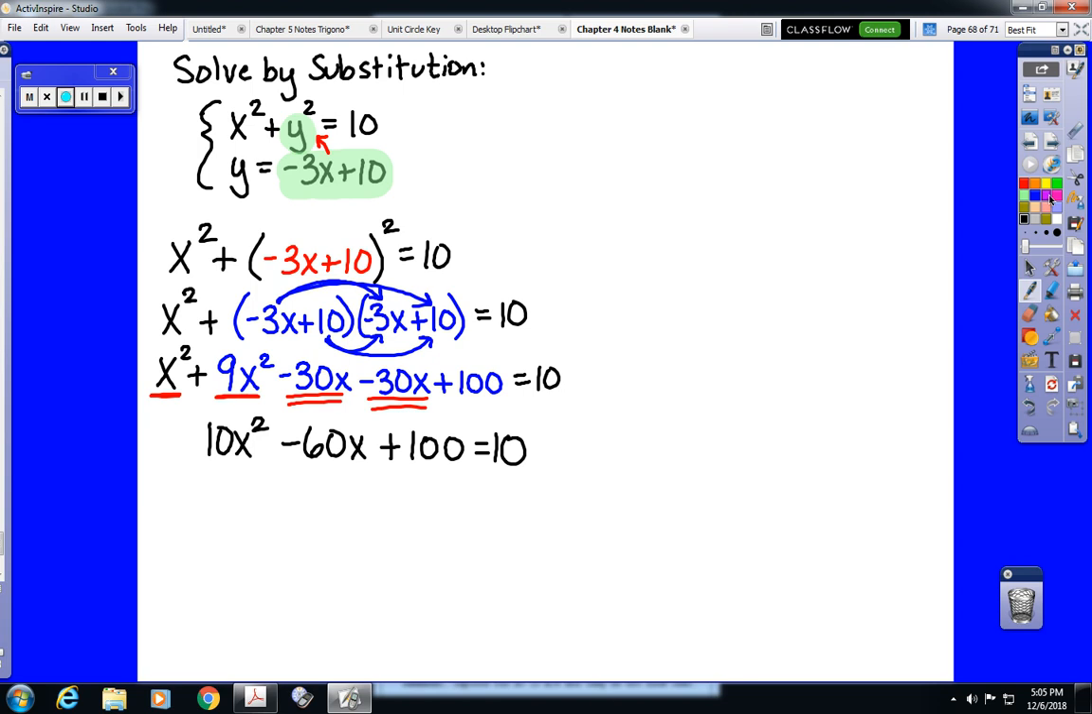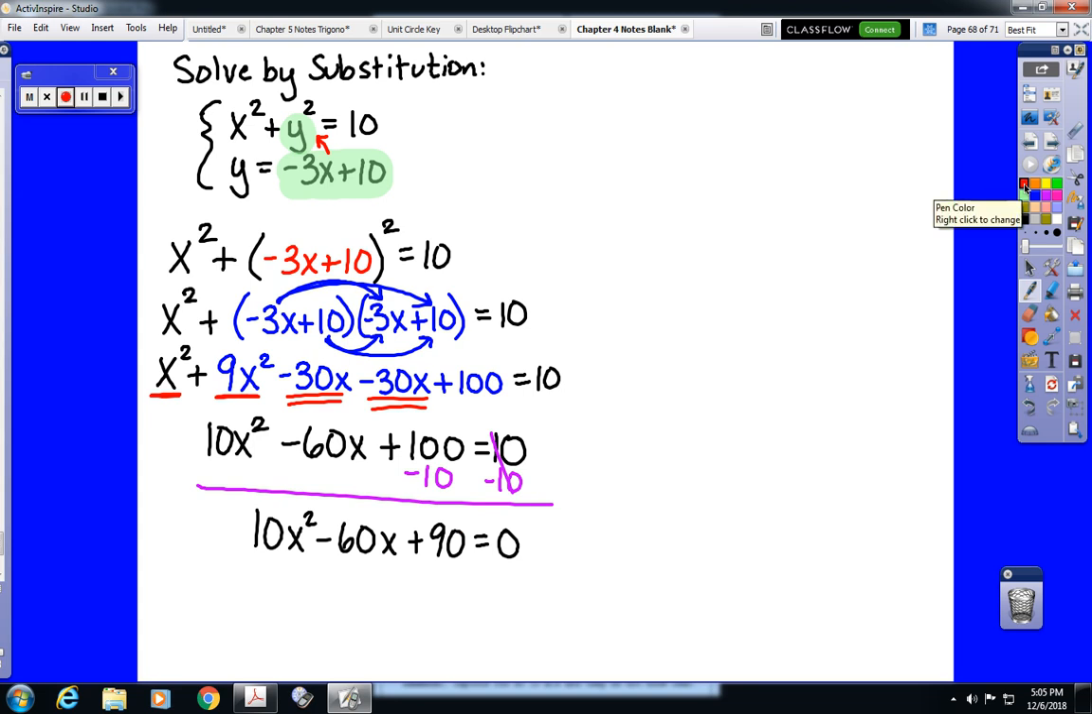Now this is a quadratic equation, so we need it to equal 0 before we can really do much solving. That means we need to subtract 10 from each side of the equation. When we do that, we are now looking at 10x squared minus 60x plus 90 equals 0. Now we can make this quadratic go significantly better if we realize that everything there has a common factor of 10, including 0. And we can divide both sides of the equation, which would be every single term, by 10.